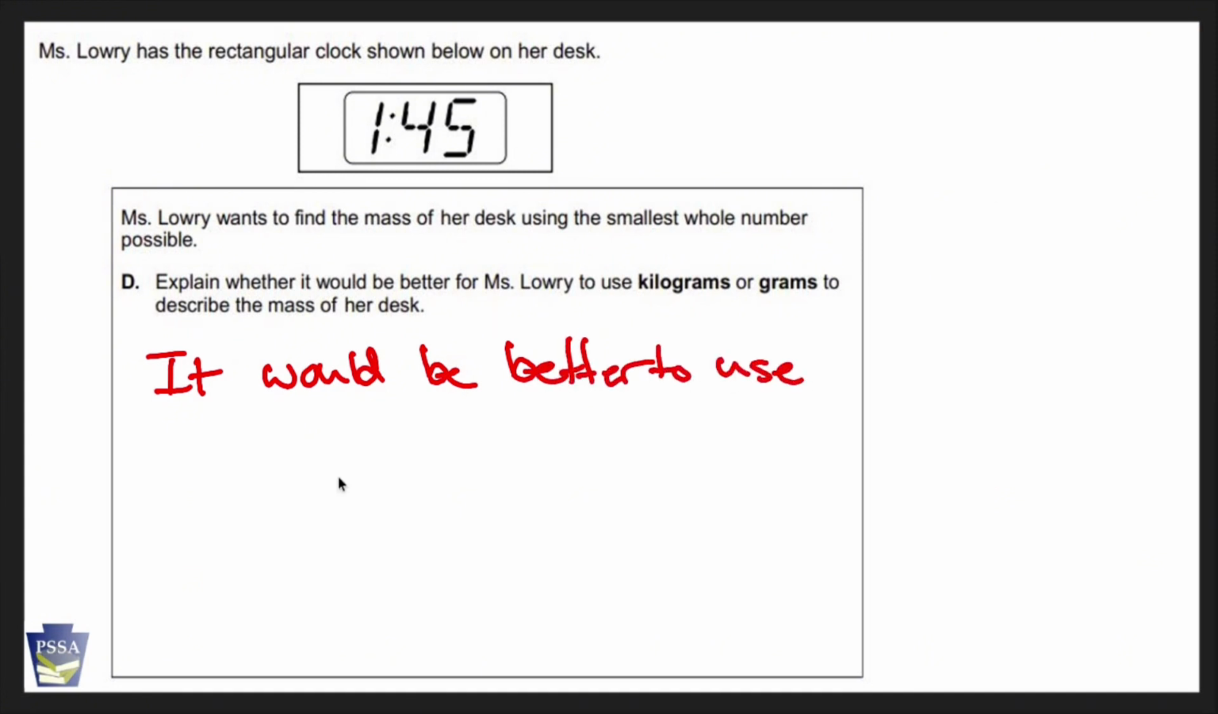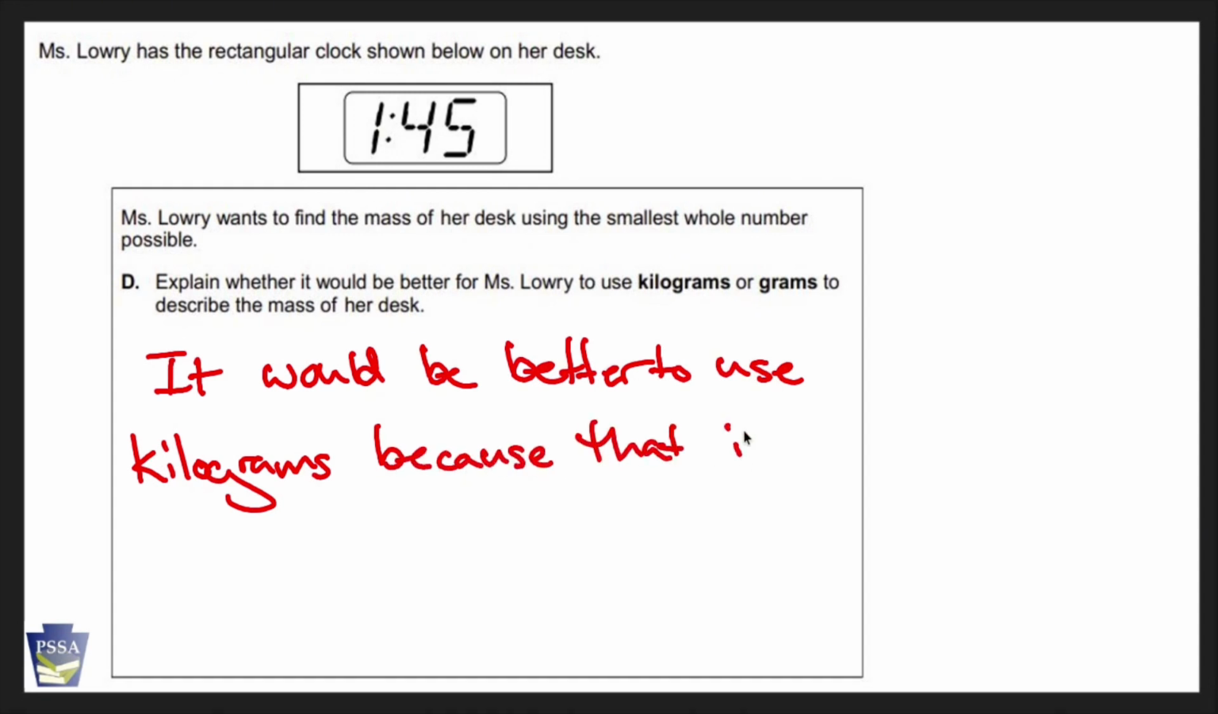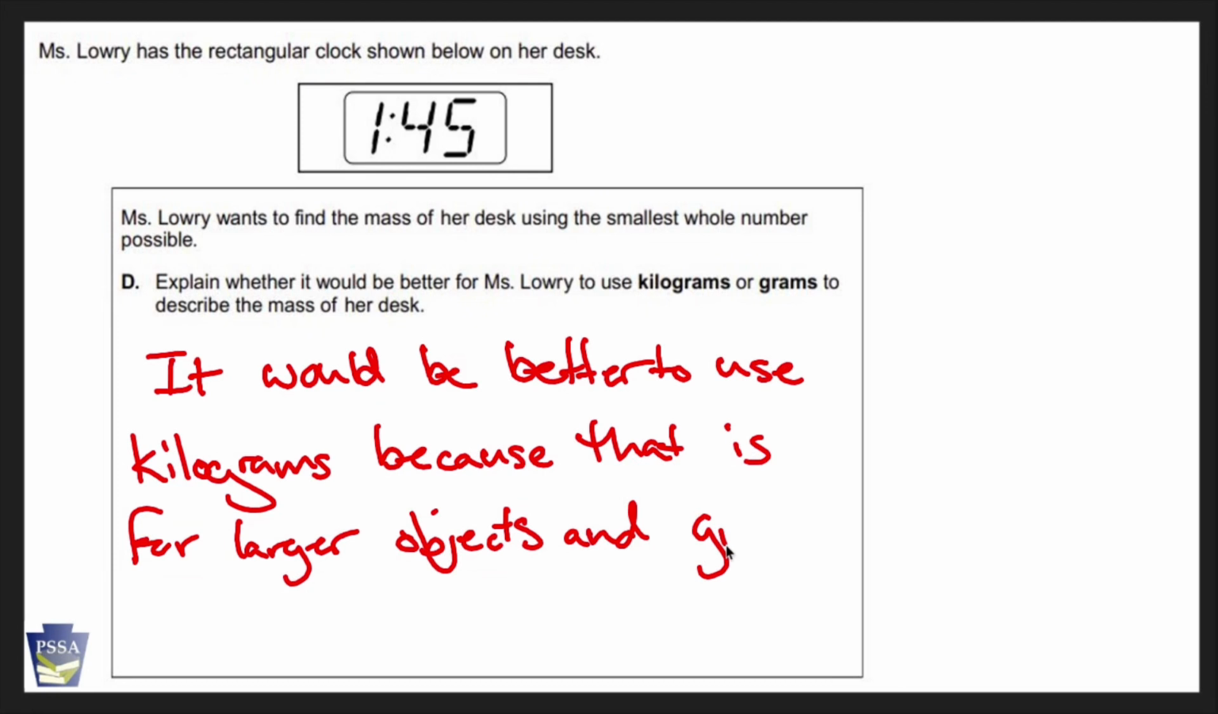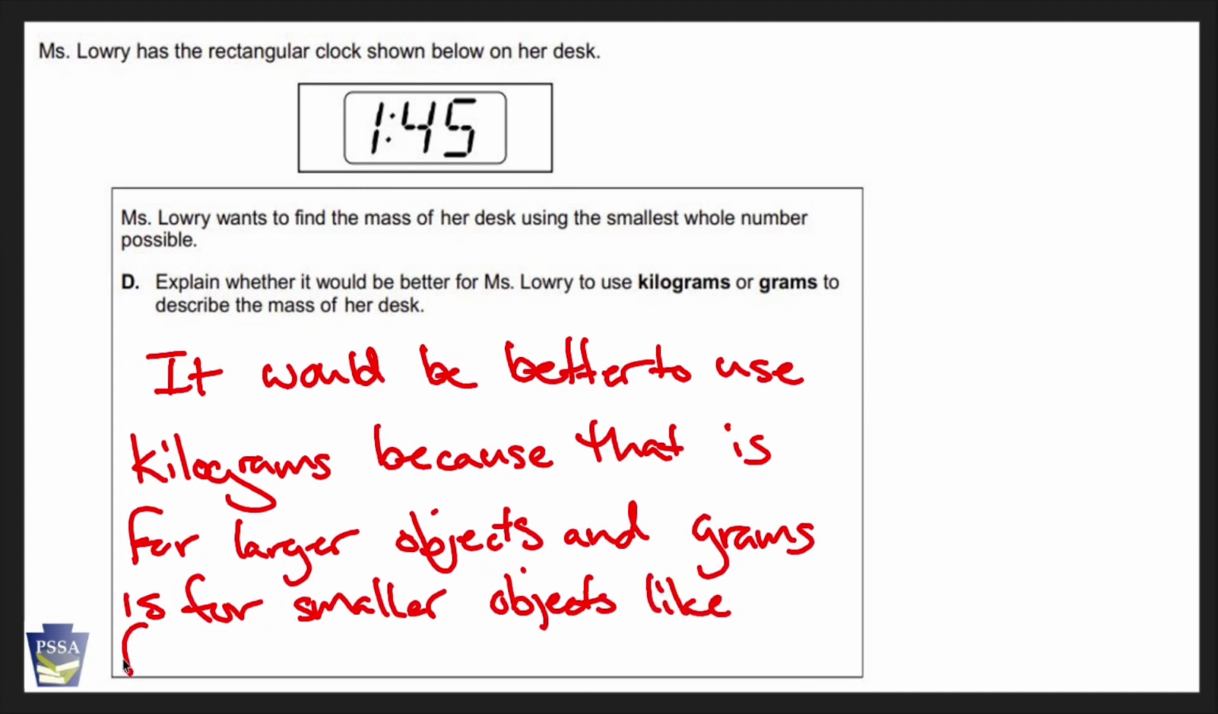So we are going to say it would be better to use kilograms because that is for larger objects and grams is for smaller objects like food or drinks.